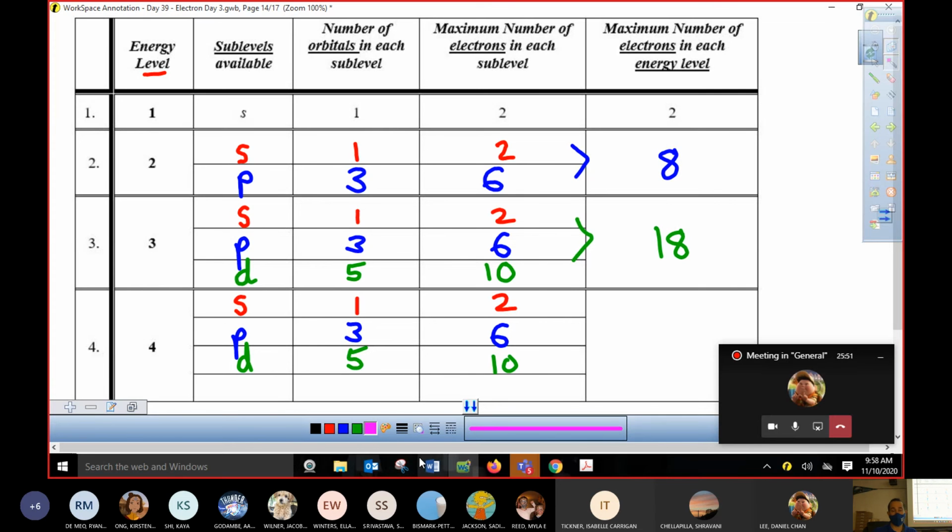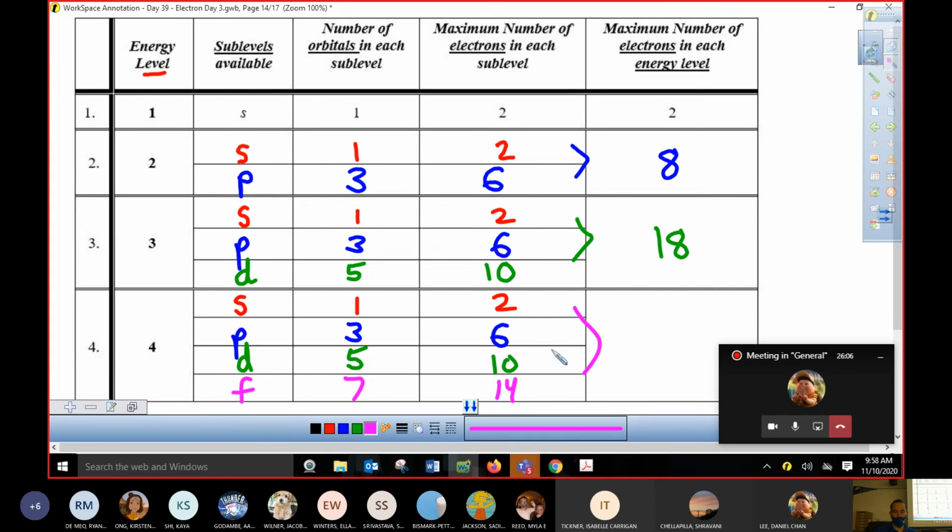All right, and the fourth energy level has room for even more electrons. The fourth energy level is the first energy level that can have f orbitals, and there are 7 different types of f. Each one can hold 2 electrons, so 7 times 2 is 14.